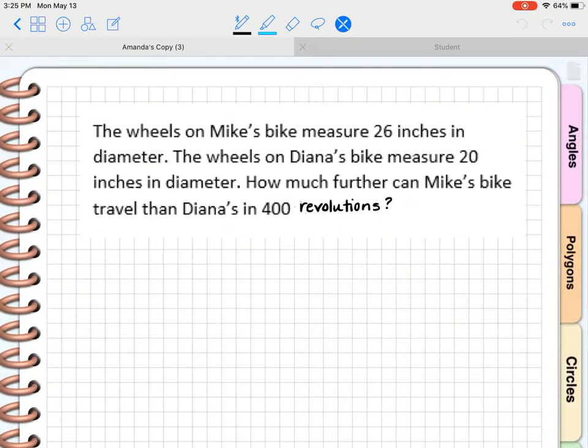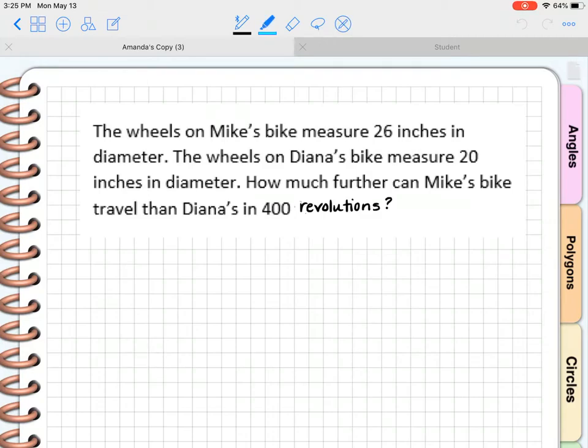The wheels on Mike's bike measure 26 inches in diameter. The wheels on Diana's bike measure 20 inches in diameter. How much further can Mike's bike travel than Diana's in 400 revolutions? And revolution just means the turning of the wheel. So if each person's wheels turn 400 times, how much farther has Mike been able to travel?